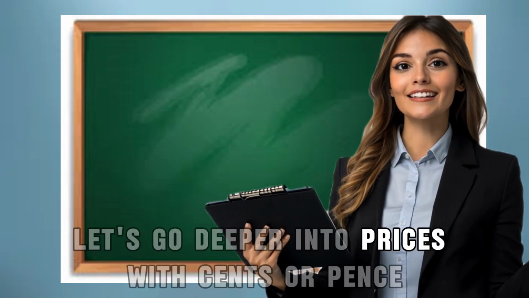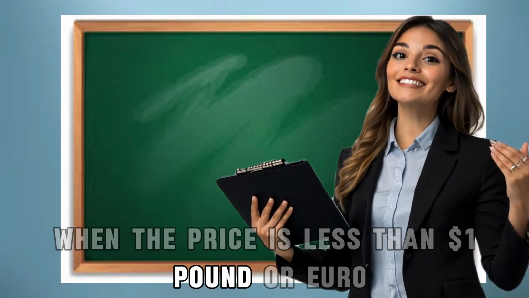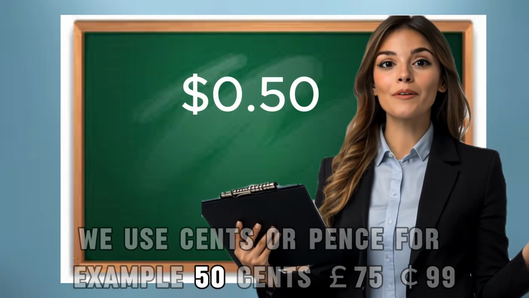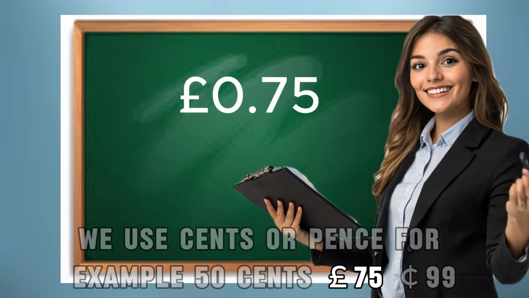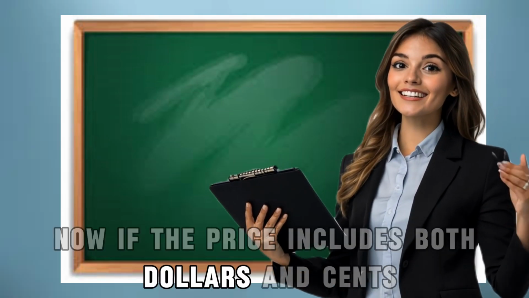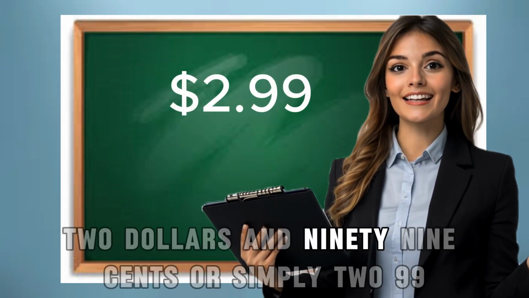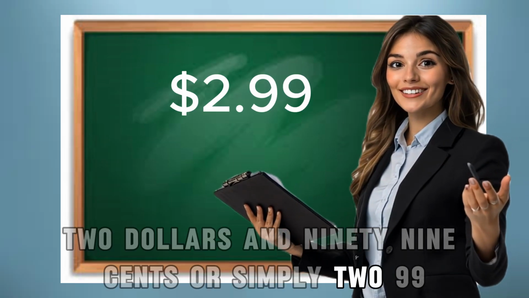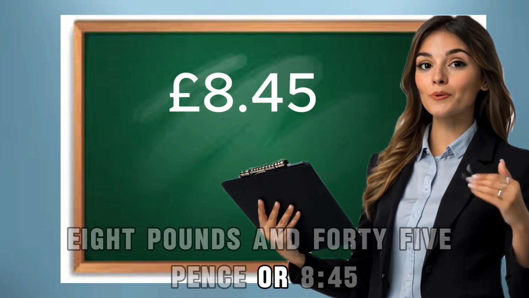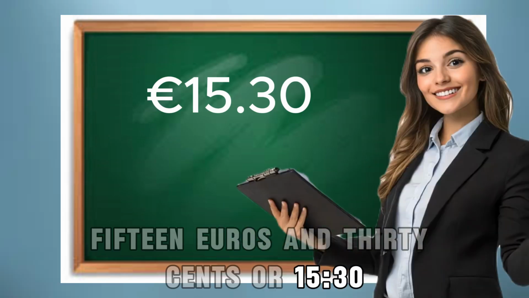Let's go deeper into prices with cents or pence. When the price is less than one dollar, pound, or euro, we use cents or pence. For example, 50 cents, 75 pence, 99 cents. Now, if the price includes both dollars and cents, we combine them. Here are some examples. $2.99, or simply "two ninety-nine." £8.45, or "eight forty-five." 15 euros and 30 cents, or "fifteen thirty."